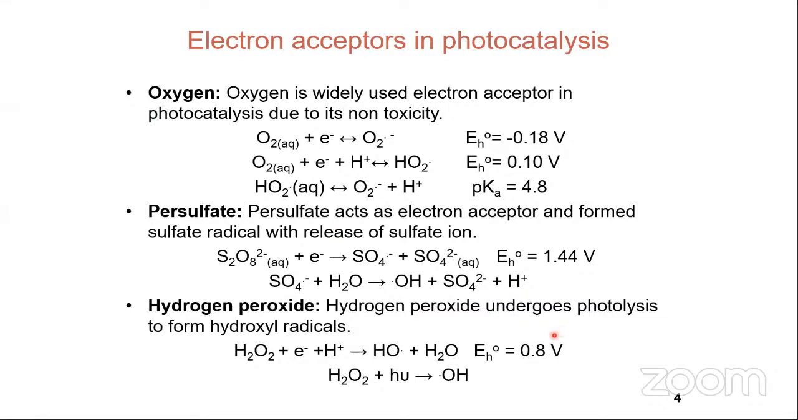Different electron acceptors are present in photocatalysis, which reduce the electron hole recombination and form these radicals. Oxygen is a widely used electron acceptor due to its non-toxicity, whereas if you see the redox potential, persulfate is reduced at 1.44 volt versus normal hydrogen electrode, which is higher than oxygen and hydrogen peroxide. So we can say that persulfate can be easily reduced to form sulfate radicals compared to oxygen and hydrogen peroxide reduction to form the ROS.